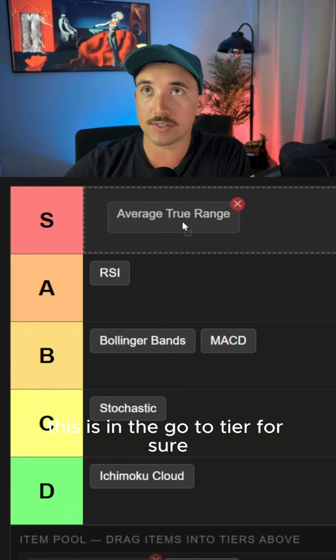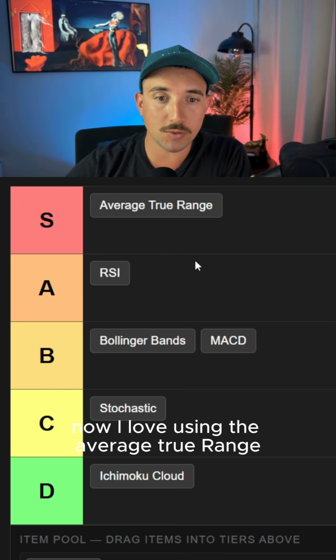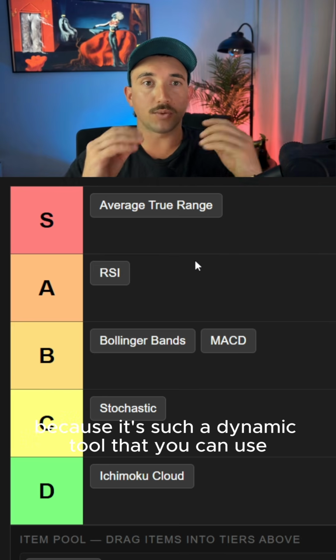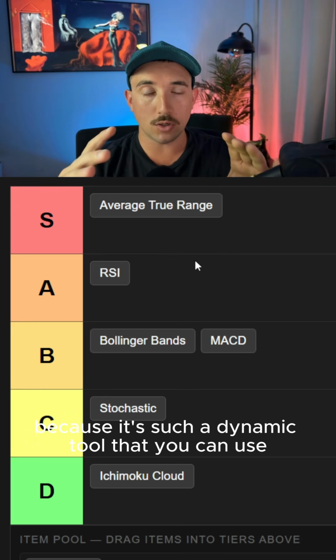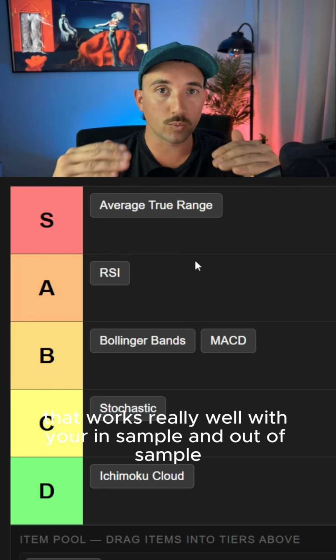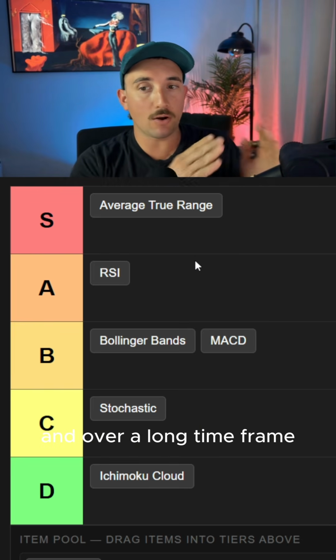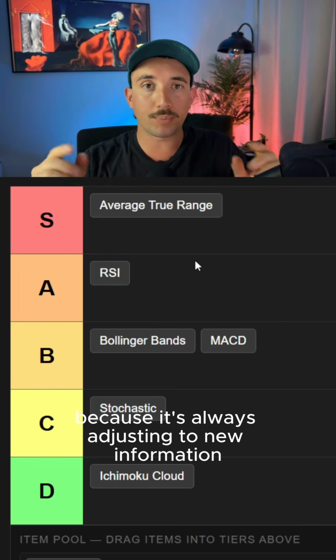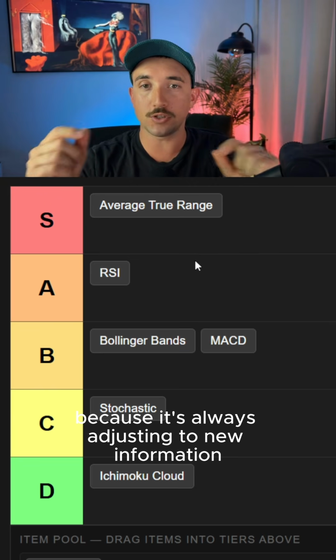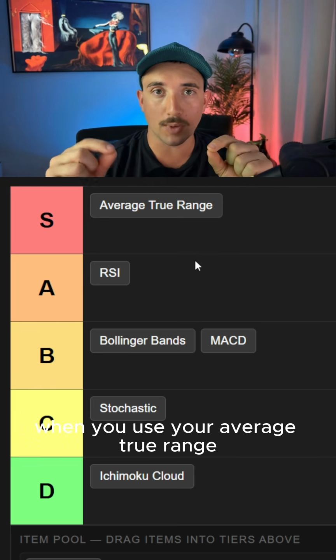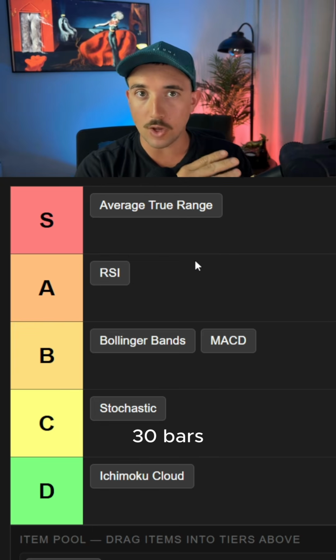Average true range, this is in the goated tier for sure. Now, I love using the average true range because it's such a dynamic tool that you can use that works really well with your in sample and out of sample and over a long time frame because it's always adjusting to new information. When you use your average true range, it takes the last 10, 20, 30 bars.